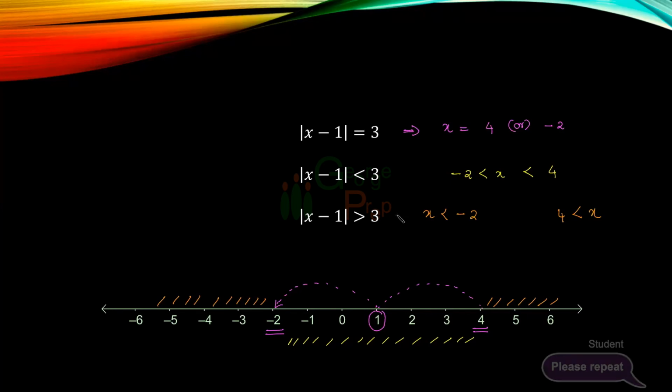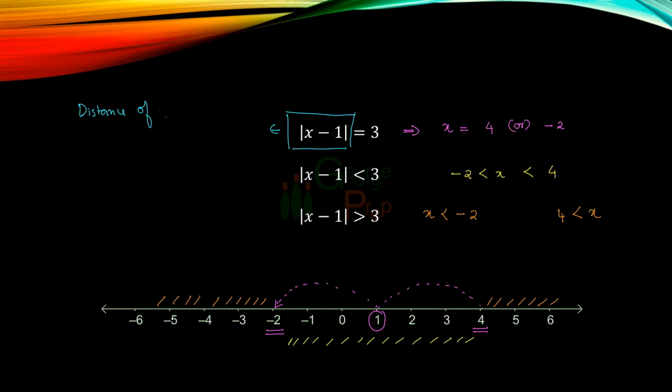Does anyone want me to repeat this? Okay, I'm going to quickly repeat, guys. Please listen. What we're doing here is we have modulus of x minus 1 is equal to 3. So the first thing to understand is what this modulus of x minus 1 actually means. From the distance interpretation, this means distance of x from 1. That's the distance interpretation of modulus. So modulus of x minus 1 means distance of x from 1.